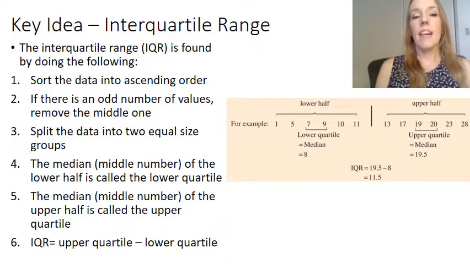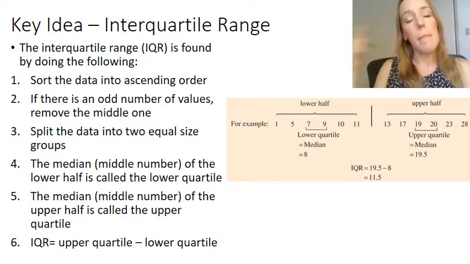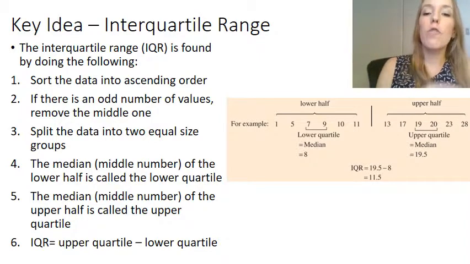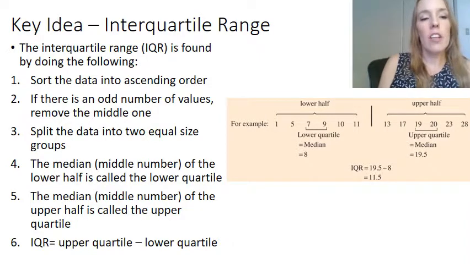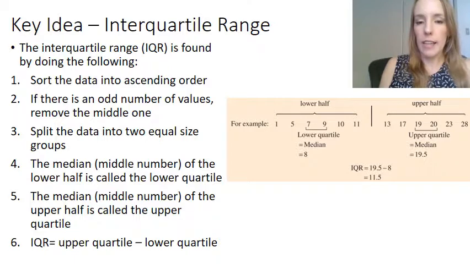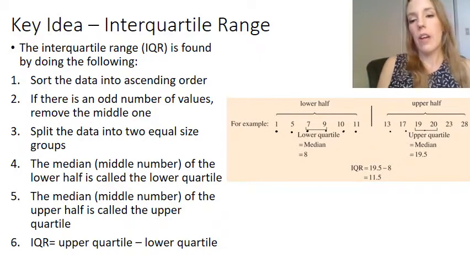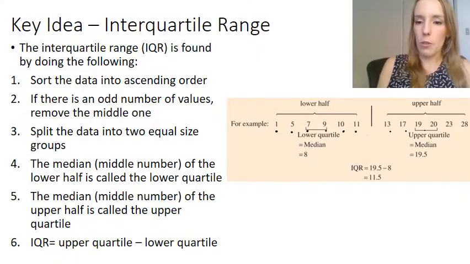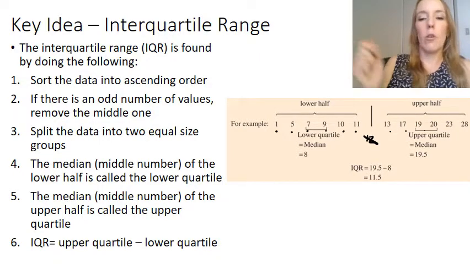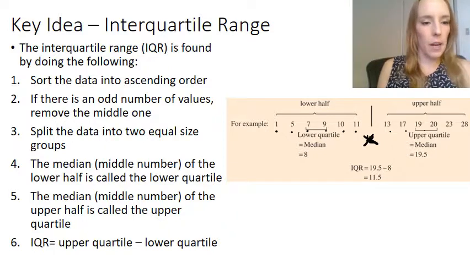Okay, the next thing is the interquartile range. We sometimes just write IQR to be a bit quicker, and it's found using the following steps. The first thing you have to do is sort the data into ascending order. So here we've got this data sorted from lowest to highest. The next thing you do is, if there's an odd number of values, you remove the middle one. Just pretend we had another one here, which was 12. We just got rid of 12. We removed that from our data set.